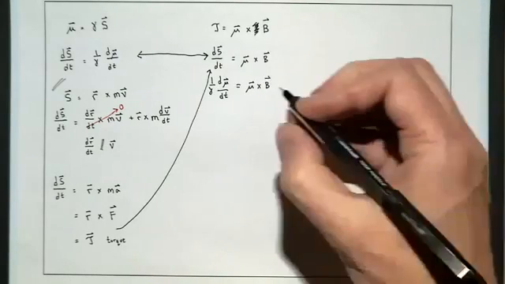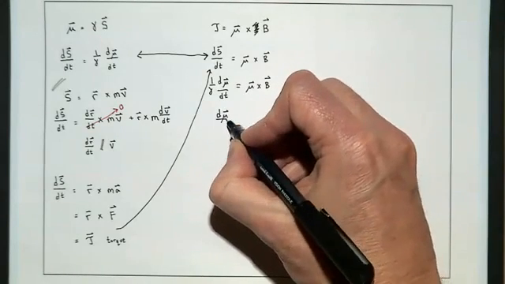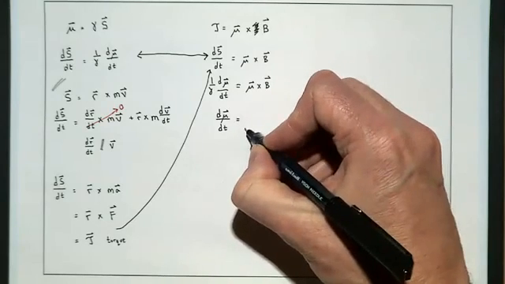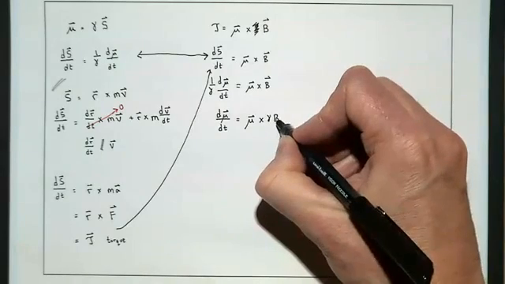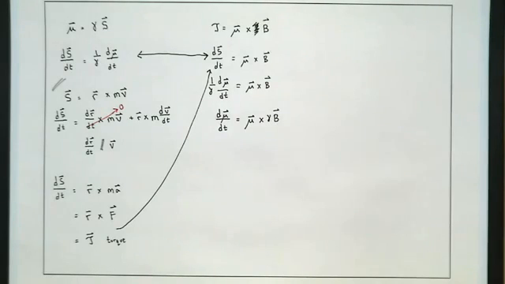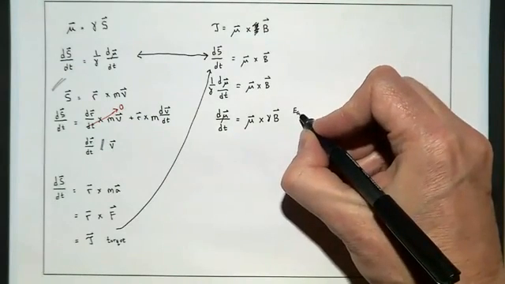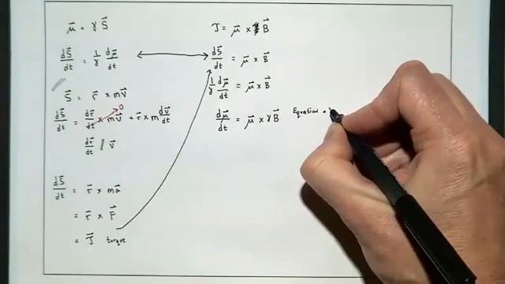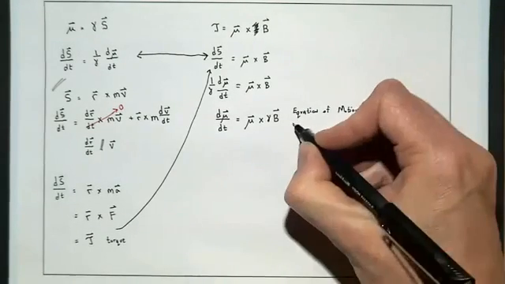What's the point? Well, we just want a neat little expression that says that the time rate of change of the spin of the magnetic dipole vector is just mu cross gamma B. And we could call this the equation of motion. We will call it the equation of motion for the magnetic dipole.